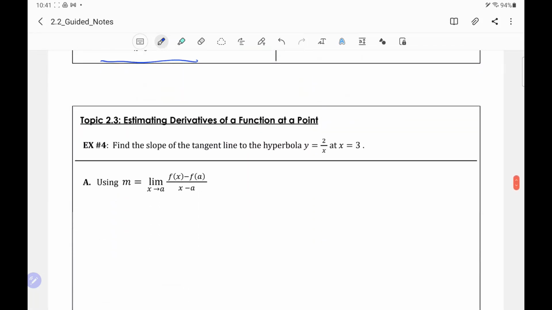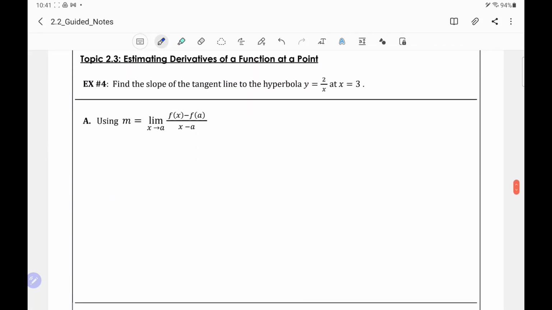Okay, let's look at the next example. Find the slope of the tangent line. This is a tangent line, so instantaneous rate of change, or we're finding the derivative. Find the slope of the tangent line to the hyperbola y equals 2 over x at x equals 3. I've got a point.